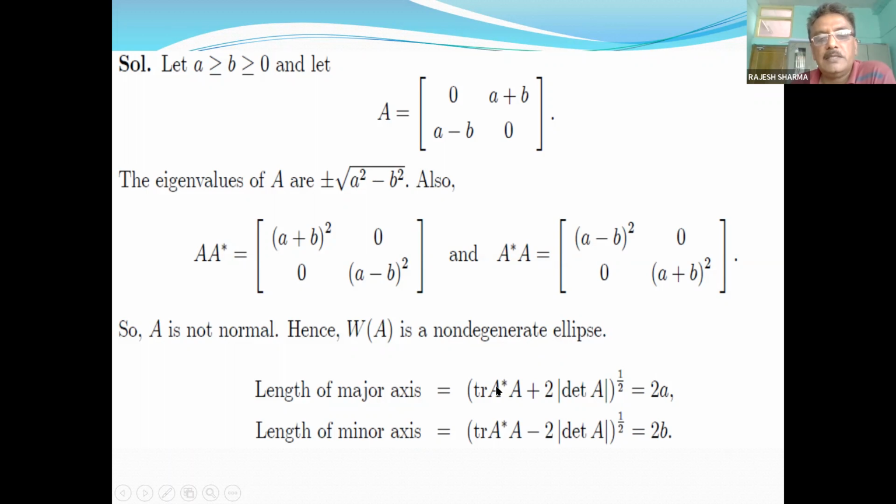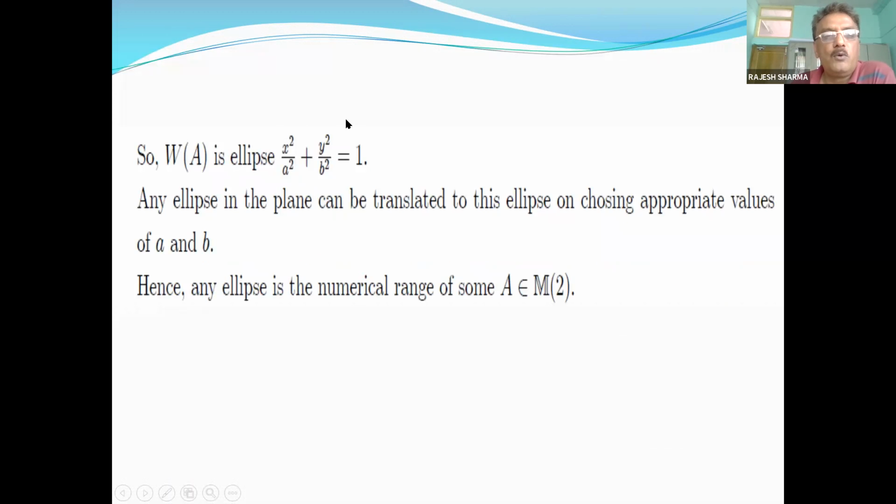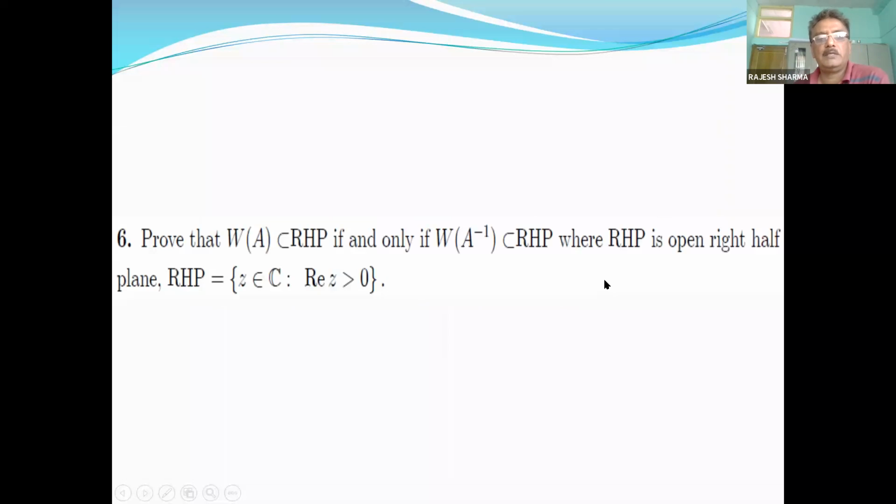Length of major axis, this is the formula. We calculate this, it comes out to be 2A. Length of minor axis comes out to be 2B. So the numerical range is this ellipse. Now any ellipse in the plane can be translated to this ellipse on choosing appropriate values of A and B. Hence any ellipse is the numerical range of some 2 by 2 matrix.